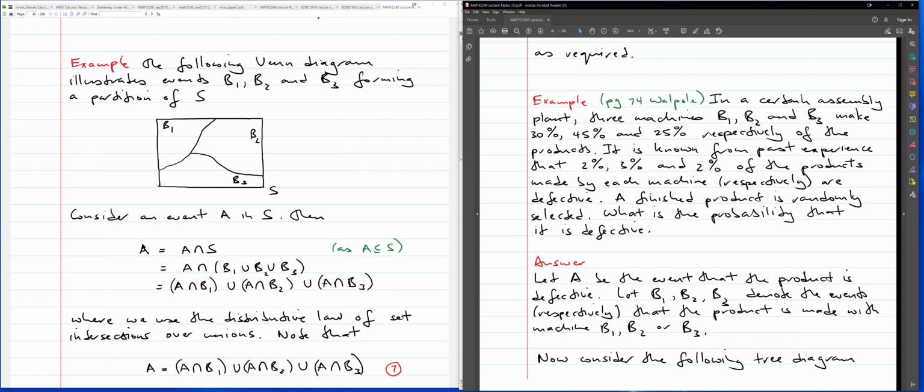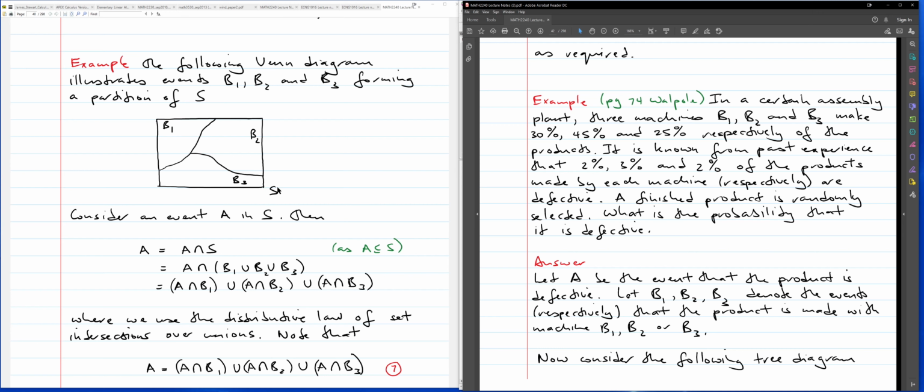Your subset of defective products consists of the defective products made by machine B1 together with the ones made by B2 and the ones made by B3, right? And that is in fact all your possibilities for your defective products, because you only have products made by B1, B2, and B3. So the A is split among the B1, B2, and B3.